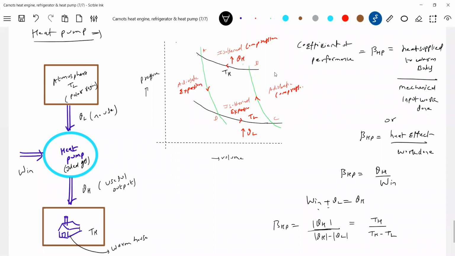I think it's just a reverse of the refrigerator. Don't call it reverse; the purpose is different here. We are going to stay in a warm house, so from where should I take the heat? From the cold body only.